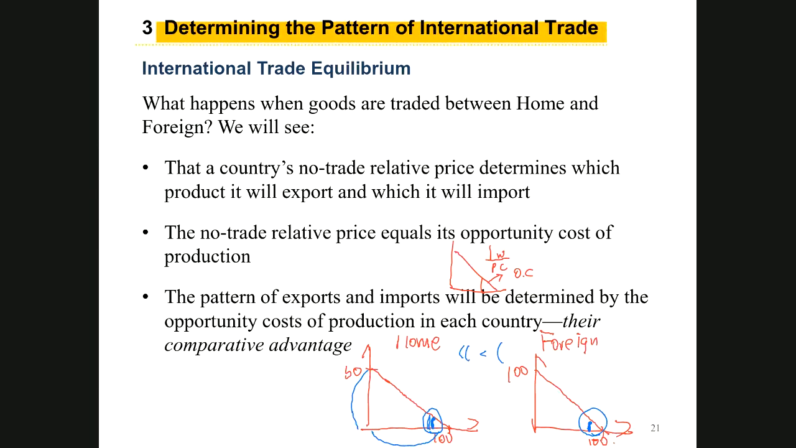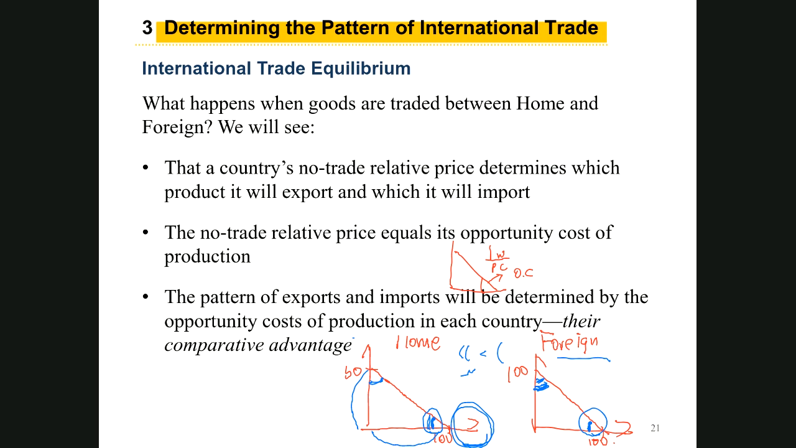So what does this angle mean? It means the opportunity cost of the horizontal goods. So the home country in this sense should export the horizontal goods and import the vertical goods. And the foreign country, on the other hand, has its smaller angle here, right? This one should be smaller than this one.